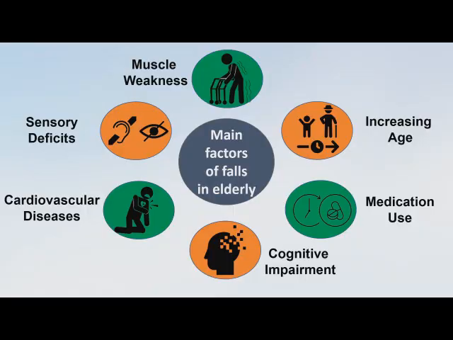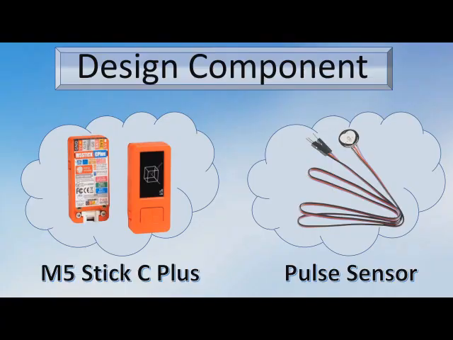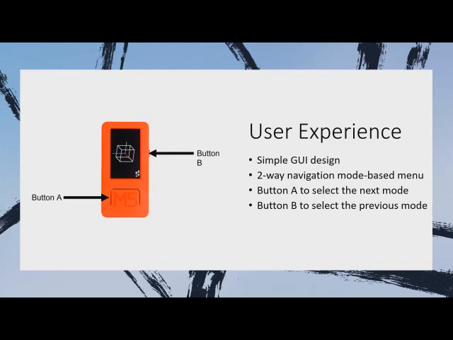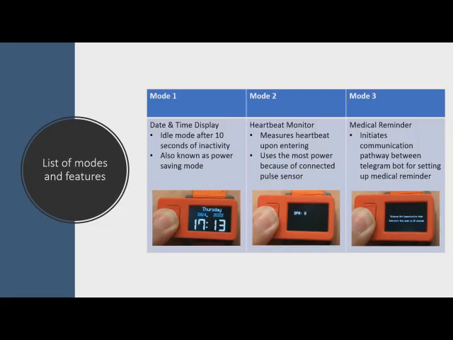and sensory deficits. So for the design of our device, we will be using M560 Plus and a pulse sensor. At first, we designed a user-friendly menu, which incorporates a simple GUI design and a two-way navigation button-based menu. So the user has to press button A to select the next mode and button B to select the previous mode. In this slide, we will cover the list of modes and features implemented in this M560 Plus watch.